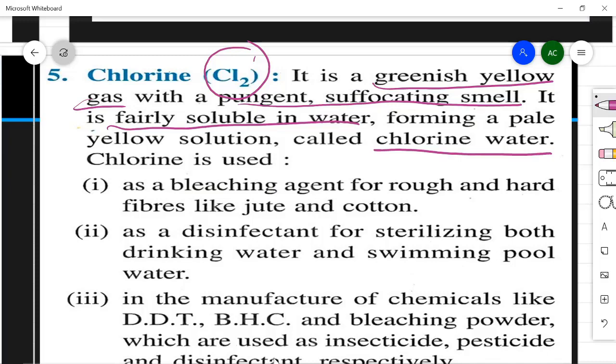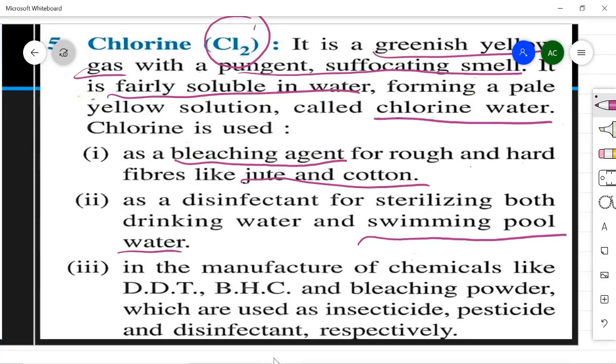It is used as a bleaching agent. Color को bleach कर देती है, for rough and hard fibers like jute and cotton. Also used as a disinfectant for sterilizing both drinking water and swimming pool water. In swimming pool water also, you must have seen chlorine is added, and that is why the typical smell of chlorine is there, and it is put in drinking water to disinfect it. All the infection या कुछ viruses, bacteria को kill करने के लिए, germs को kill करने के लिए chlorine is added to water.